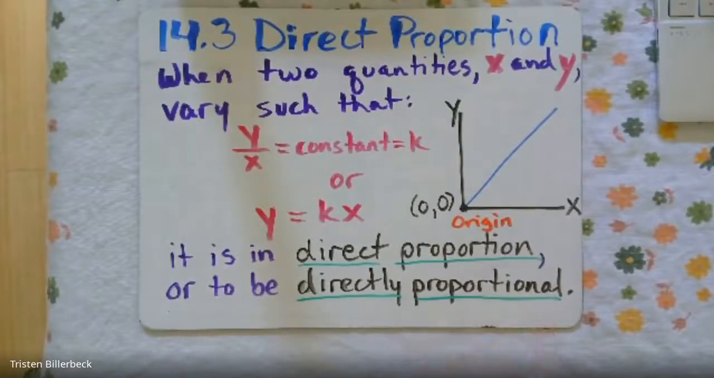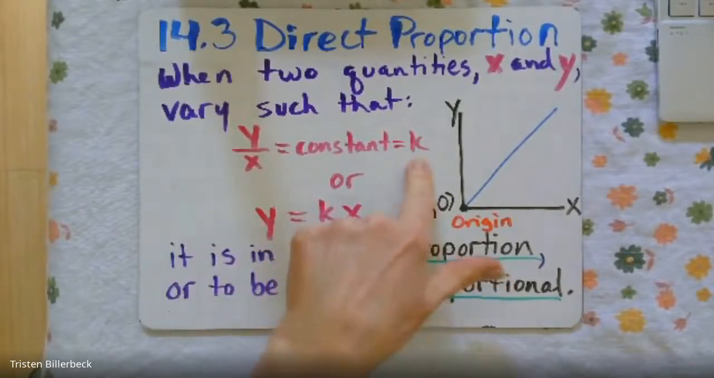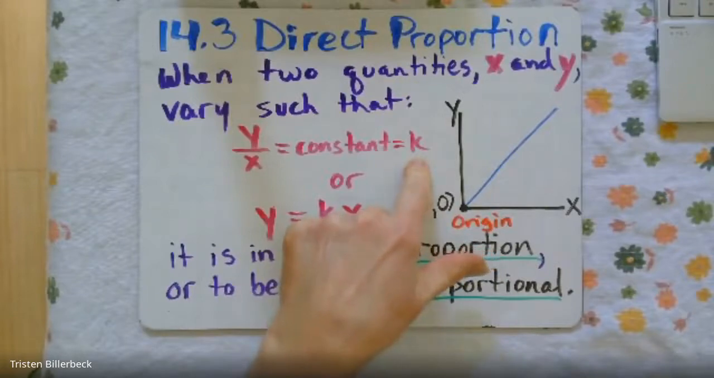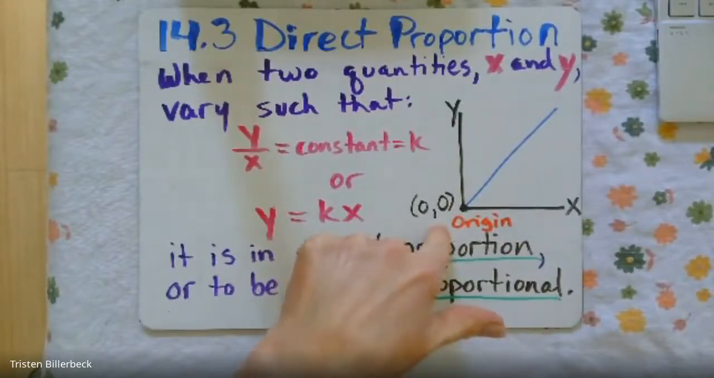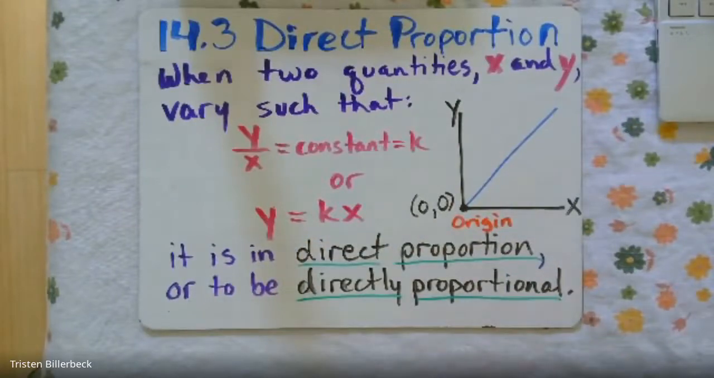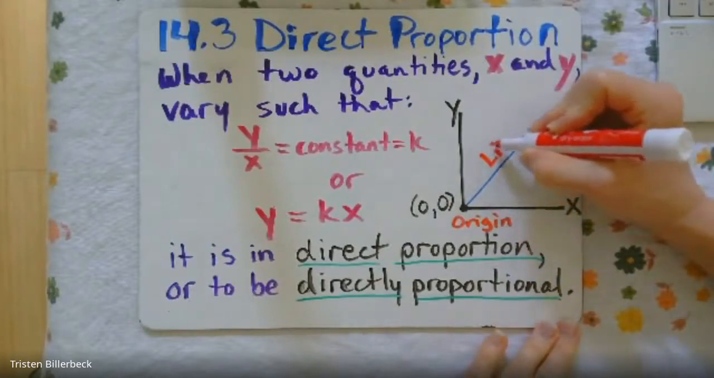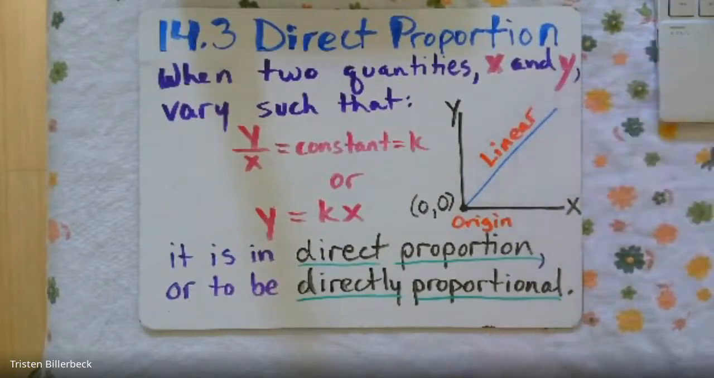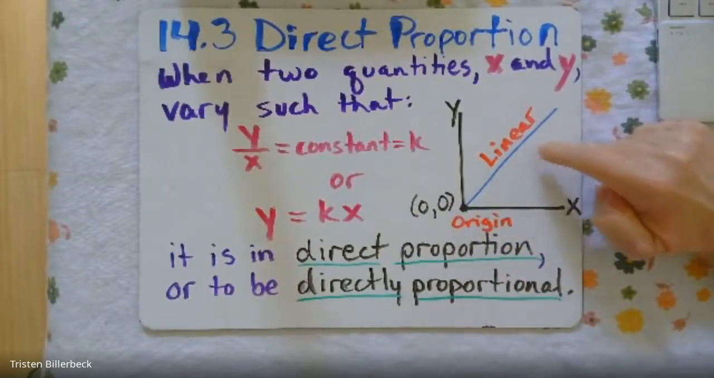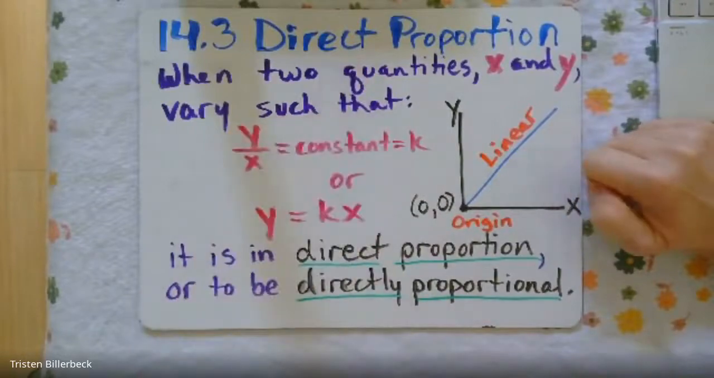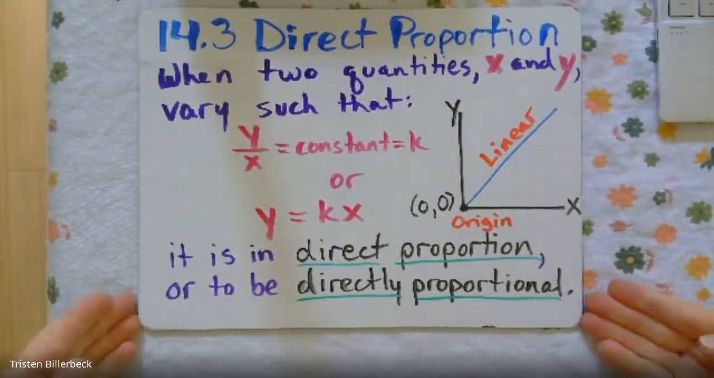Now there are two things about direct proportionality. One, it has to vary with a constant. And two, when it varies as a constant, it has to go through the origin, and it has to be linear. That it goes through the origin and is linear is very important. Those are the two things to look for when we have a direct proportion.